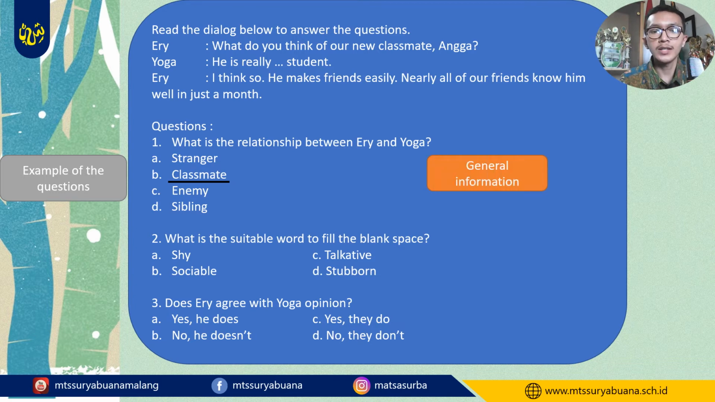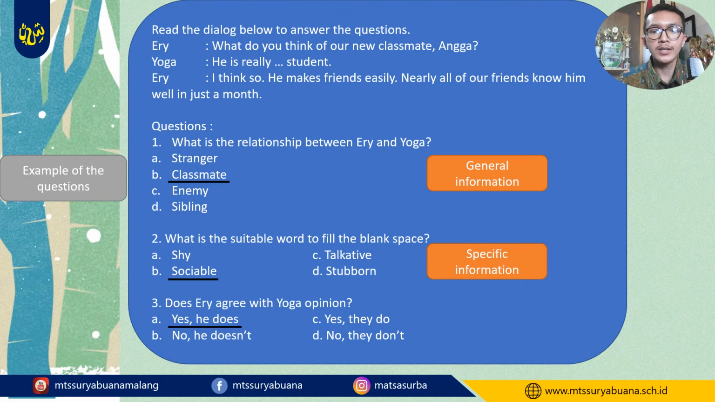Okay, the answer is sociable. For the first question, this is called finding general information. So you should read the dialogue first, then make a conclusion, and then find the answer. And for question number 2, it's called finding specific information.